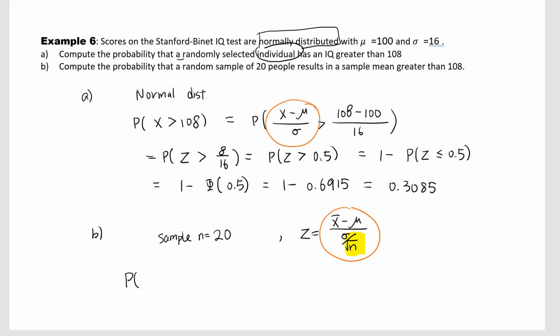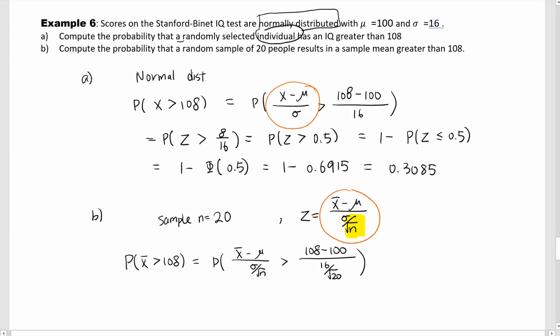So the probability of X greater than 108 is the probability of X bar, this is the sample mean, minus mu over sigma over square root of n, and we do the same thing to the 108. Minus mu 100, sigma over square root of n, where n is 20. Plug this in our calculator. What do we get?